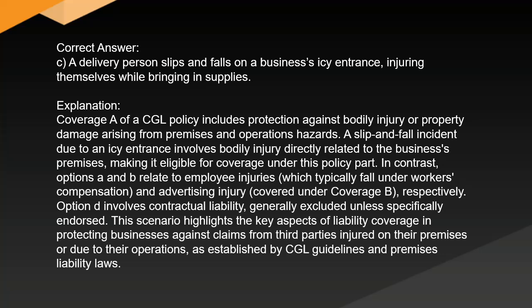In contrast, options A and B relate to employee injuries, which typically fall under workers' compensation, and advertising injury, covered under coverage B, respectively. Option D involves contractual liability, generally excluded unless specifically endorsed. This scenario highlights the key aspects of liability coverage in protecting businesses against claims from third parties injured on their premises or due to their operations, as established by CGL guidelines and premises liability laws.